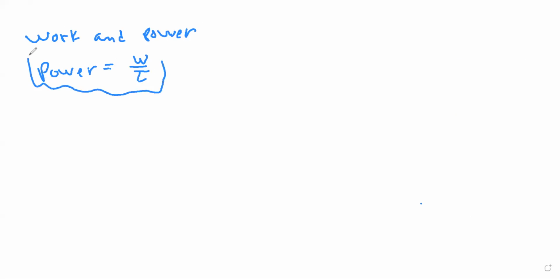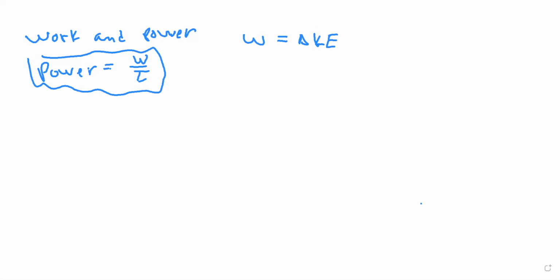Okay, we're going to talk about work and power. So the formula for power is going to be work divided by time. That's your formula for power. And we must remember that the work is equal to delta KE, which is the increase in kinetic energy.